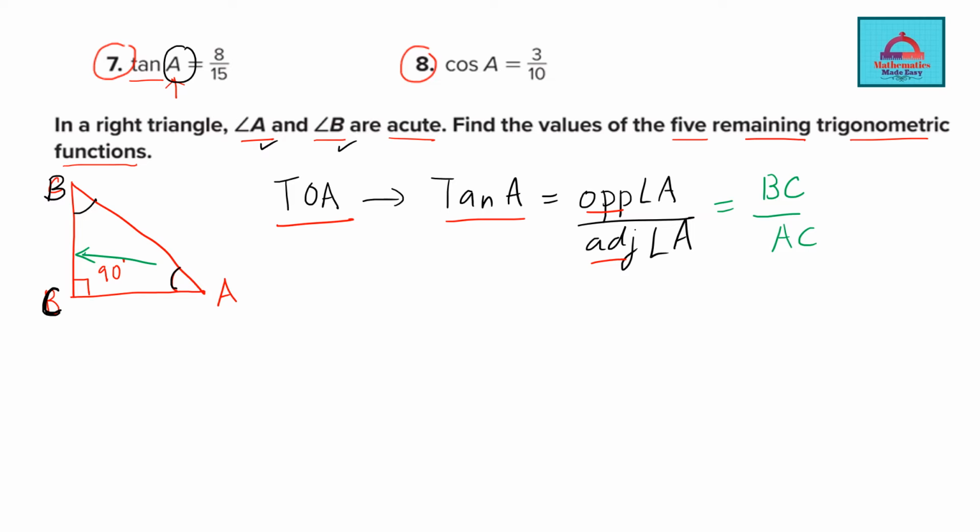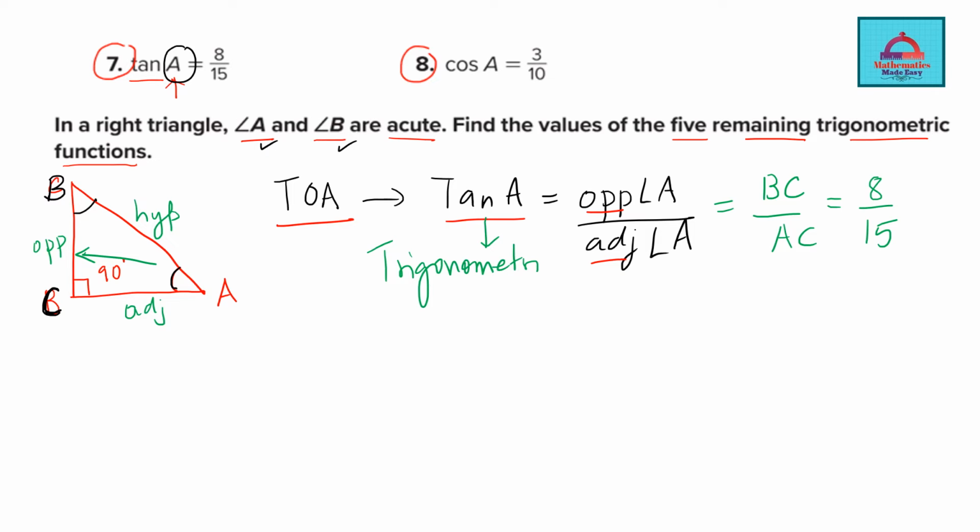And definitely, because hypotenuse is the longest and opposite to the right angle, this is my hypotenuse, correct? Now this is the hypotenuse, this is adjacent, and this is opposite. Very nice. So this value is given to you. How much? 8 over 15.